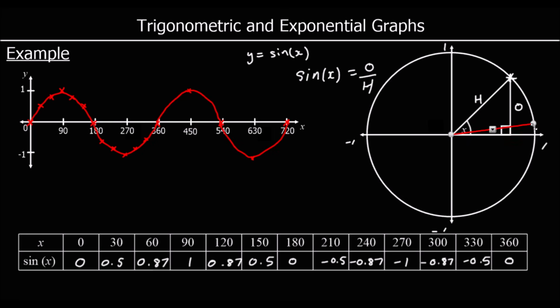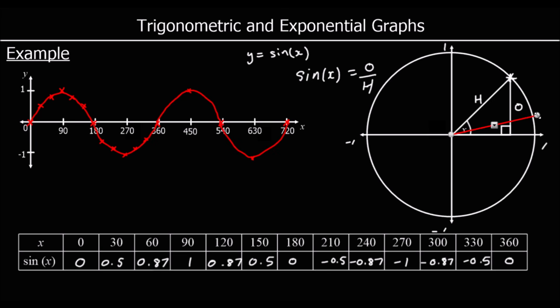So anywhere I am, if I rotate this hypotenuse around the circle, the y coordinate of my dot here is going to be the value of sine x. So when we're at the angle 0 here, sine x is 0. The y coordinate is 0.